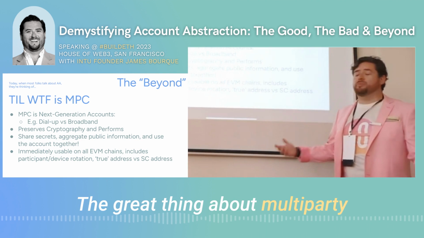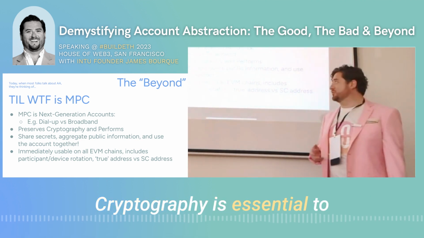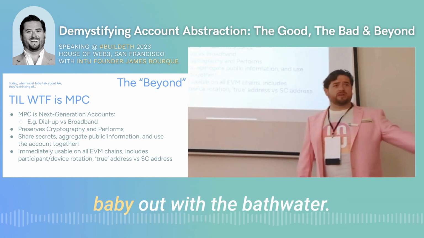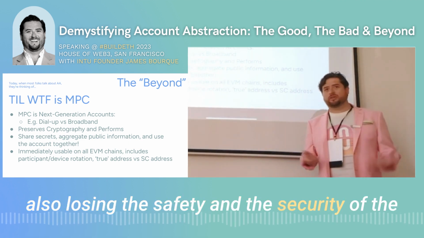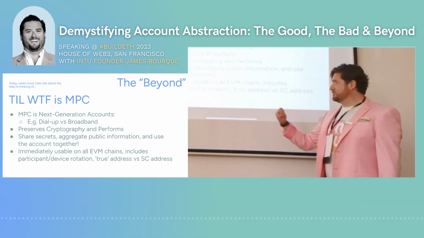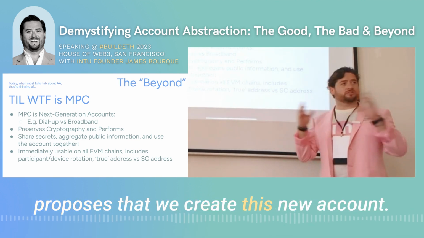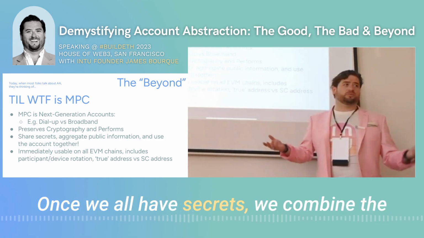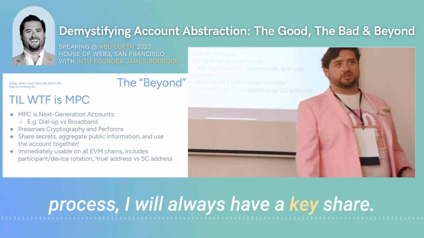The great thing about multi-party computation, it preserves the cryptography. Cryptography is essential to what makes Web3, right? We are crypto networks. We don't want to throw the baby out with the bathwater. So by making everything programmatic, we're also losing the safety and the security of the math that enforces the principles of Web3. So the way MPC works, basically one person proposes that we create this new account. We share secrets, but only parts of secrets. Once we all have secrets, we combine the secrets and voila, we have an account. And as long as I was part of that process, I will always have a key share.